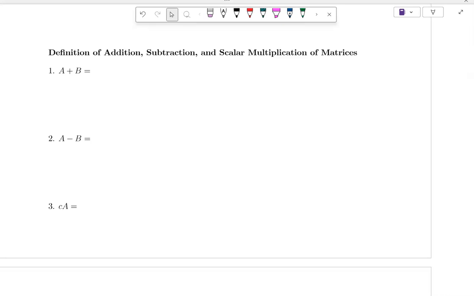Three of the simpler ones are adding and subtracting and multiplying by a number. We call that scalar multiplication.